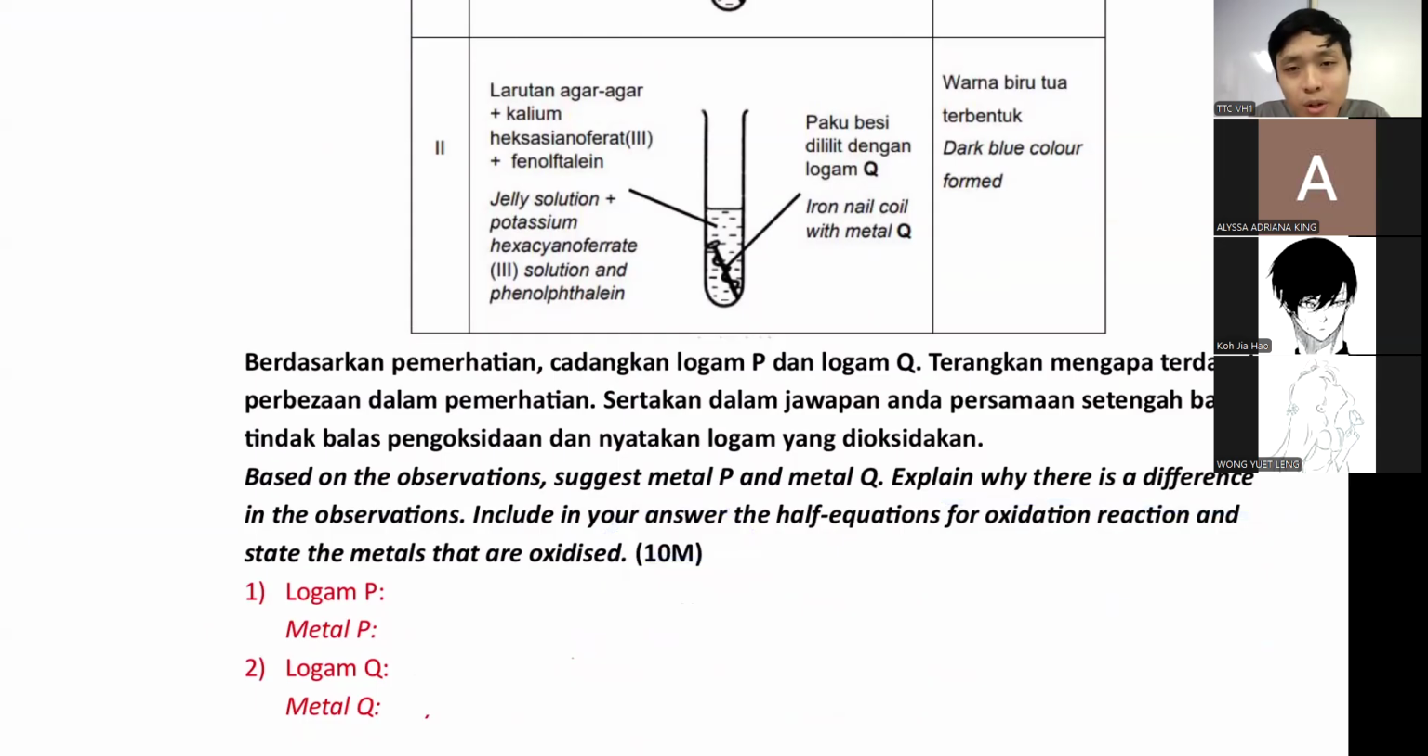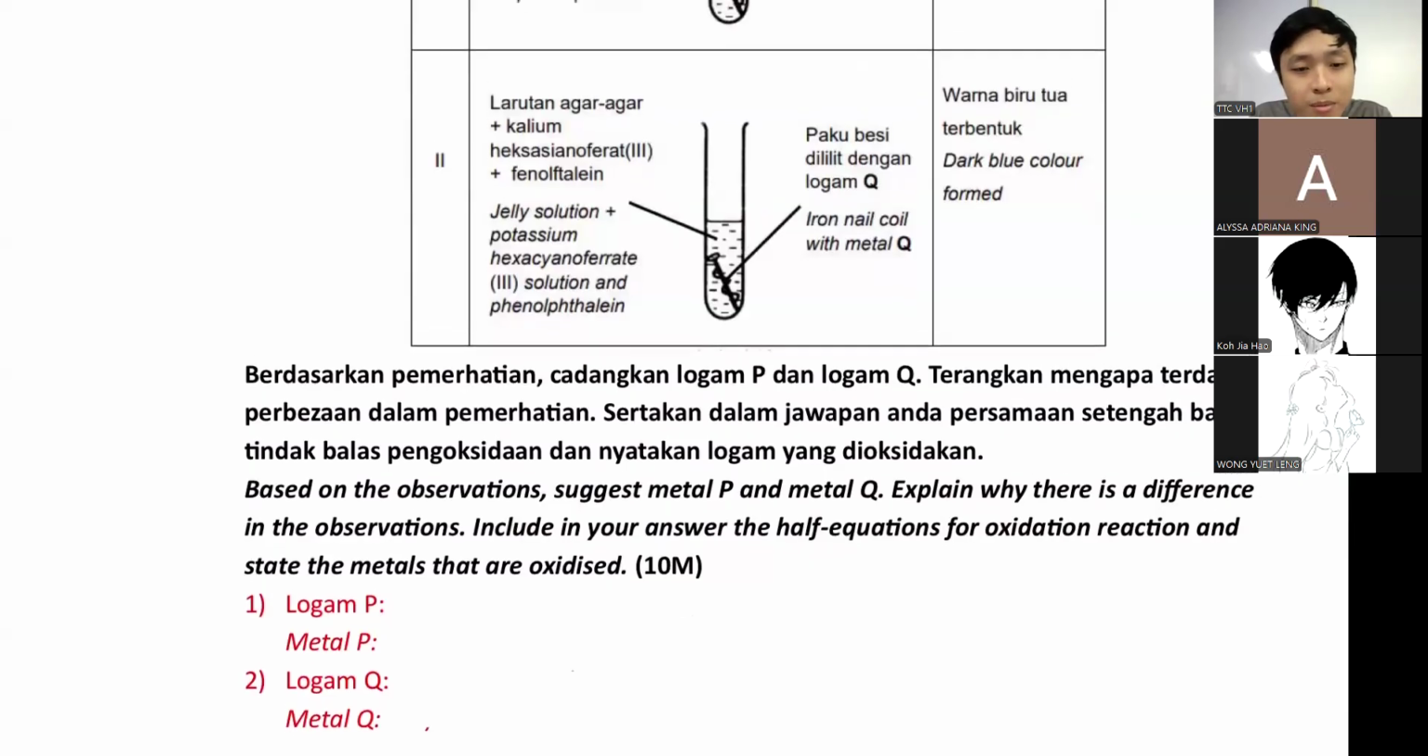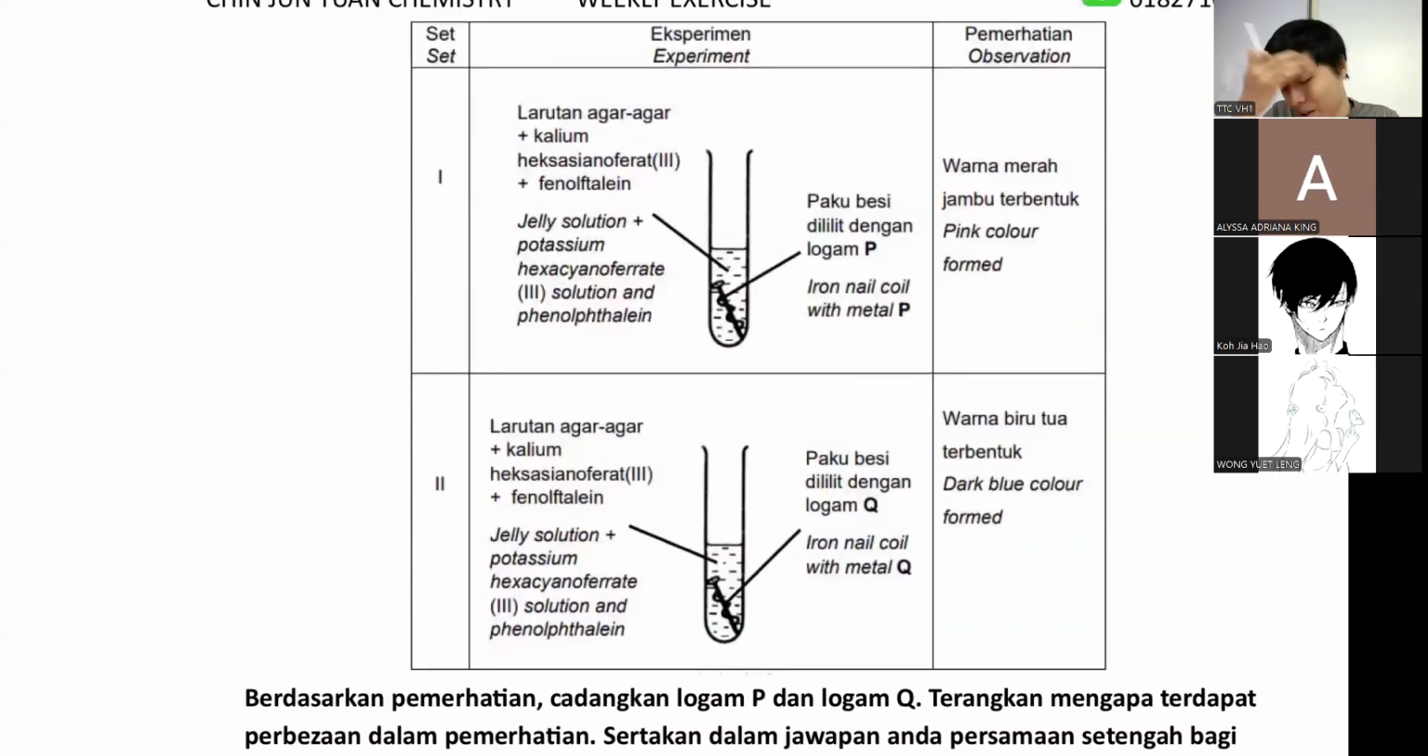I don't know whether they come out for this cell or electrolytic cell, or they come out with this part, or they come out with both. I don't know. So pink color forms. You already know. This means iron does not rust. Very simple. It means that metal P can protect iron from rusting.